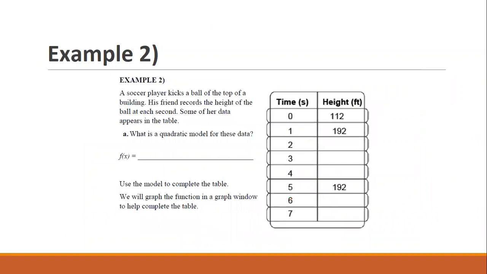So our second example, we have a soccer player kicks a ball, I forgot my F, off the top of a building. His friend records the height of the ball at each second. Some of her data appears in the table. What is the quadratic model? And then we're gonna fill in the rest of the table, okay?